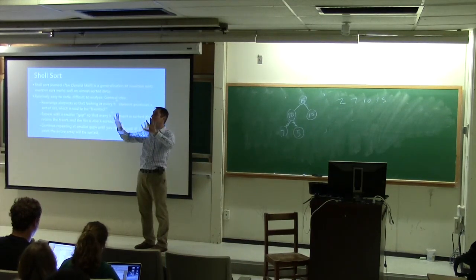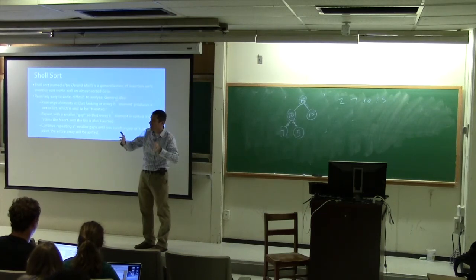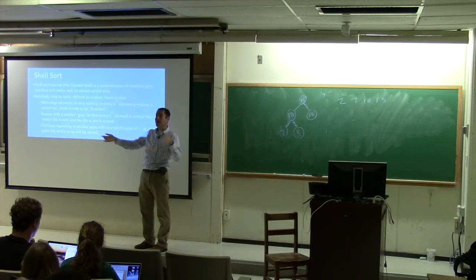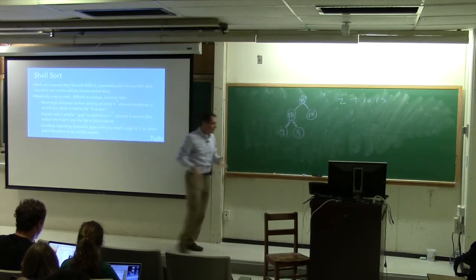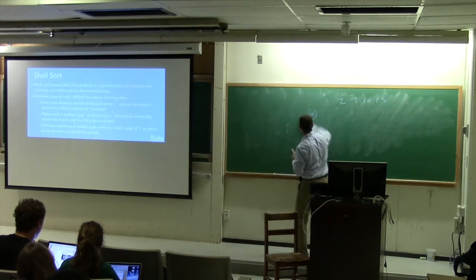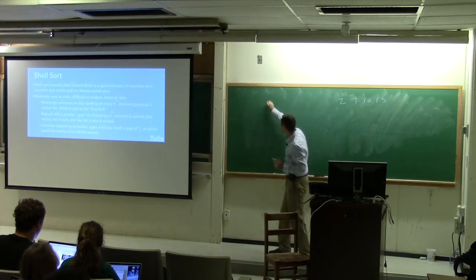Then you change that number that you've used to a smaller number, and we'll talk about how those numbers get picked in a second. And you do it again, and you keep doing that until the gap is 1. This is what I mean. Okay? So let me show you how this actually works.